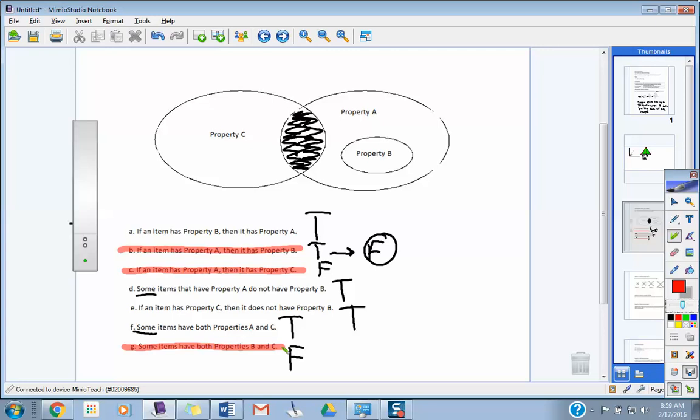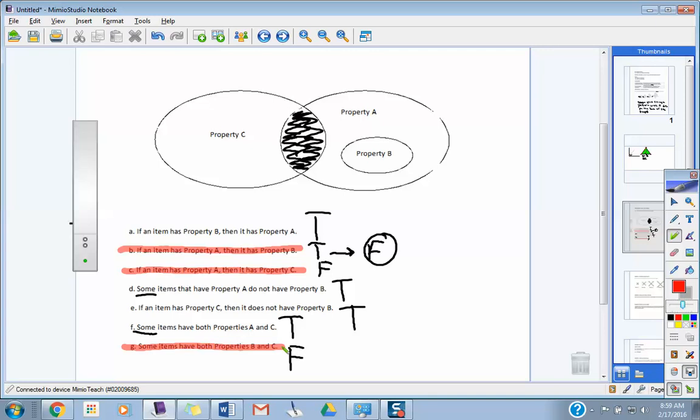They're doing the same thing, okay? Kinsey, Mary, your group right here, letter C. I want you to redraw a Venn diagram that says if an item has property A, then it must have property C. So you've got to draw it so that if you have a property A, then it must have a property C as well. I don't care what it looks like, but make that statement true when you're drawing.